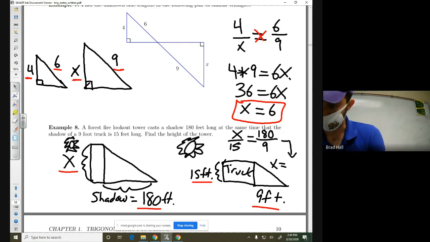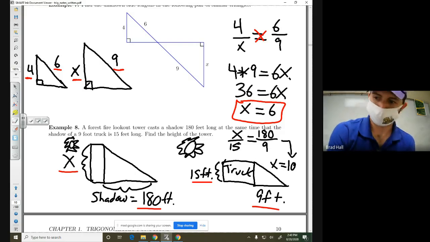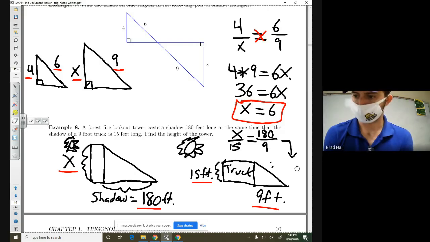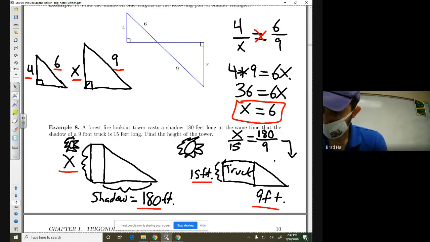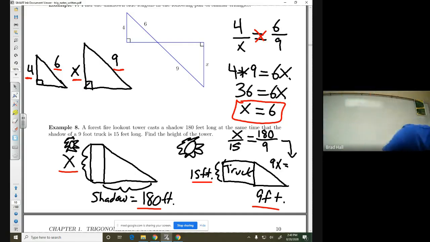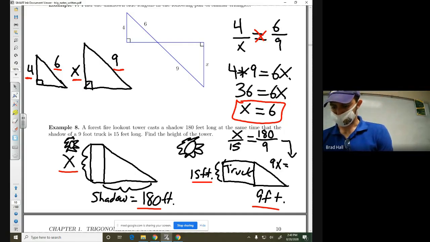And you should get, is it 108? Did you get 108? All right, let me work it out. It's 300. You got 300? All right, let me just work it out anyway. 9x is equal to, what's 15 times 180? 2,700.